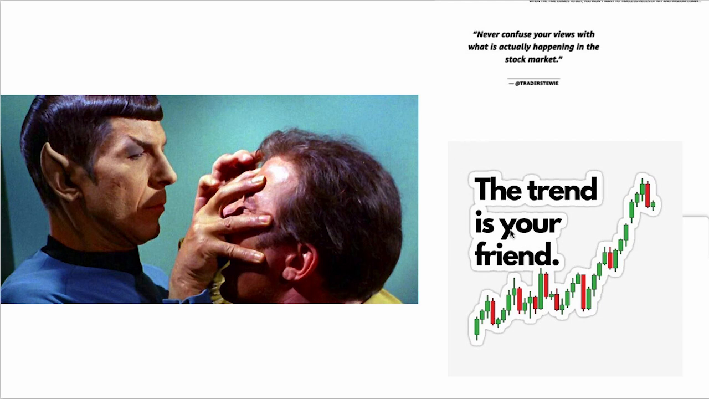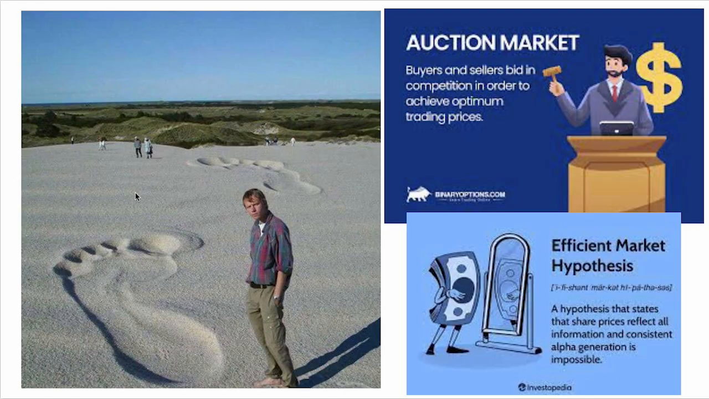But the main thing that you want to do is allow the market to tell you what's going on versus your ego telling the market what it's going to do. Never confuse your views with what is actually happening in the stock market. It's either an uptrend or a downtrend. Now realize big institutional investors, this big footprint is like a big institutional investor. We're talking pension plans, mutual funds, hedge funds. The individual investor is a very small percentage.